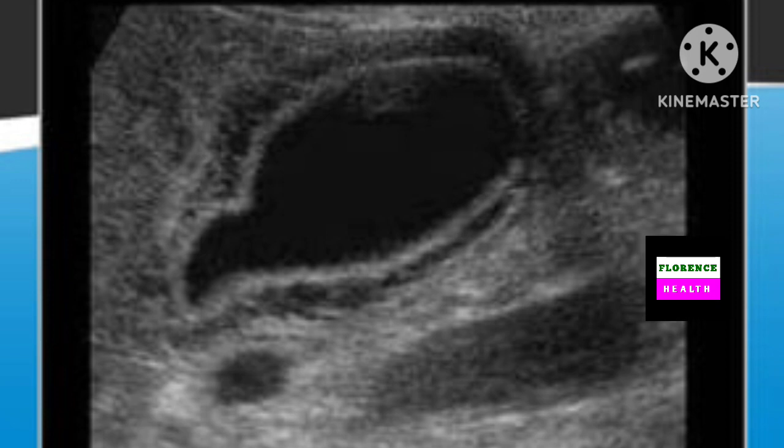This slide with longitudinal section of the gallbladder shows sandwich appearance of the gallbladder wall, where the outer layer is hypoechoic, which is due to serous layer. The middle layer is hypoechoic, which is due to muscular layer, and the inner layer is hypoechoic, which is due to mucosal layer.